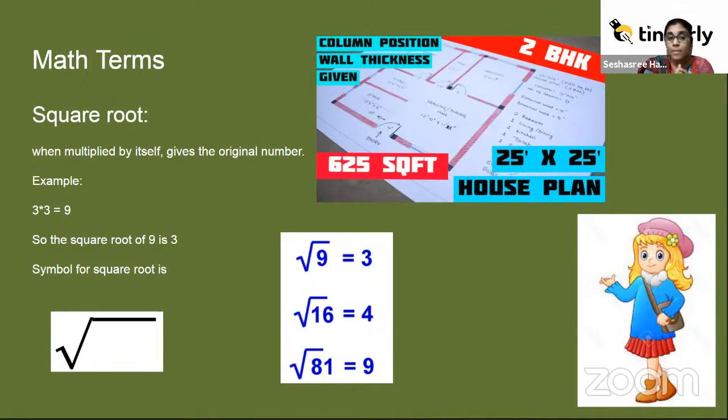Then I heard my mom speaking about the house we are going to purchase. She was telling that the house is of 625 square feet. Then I understood, okay, this is something related to square root. The square root, square feet, somewhat related. And then I checked in the calculator. So what is the square root of 625?